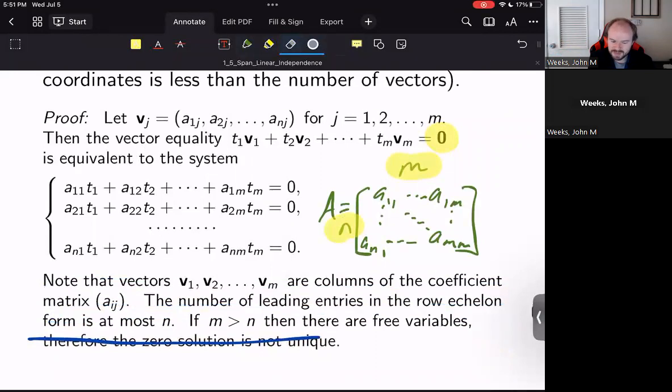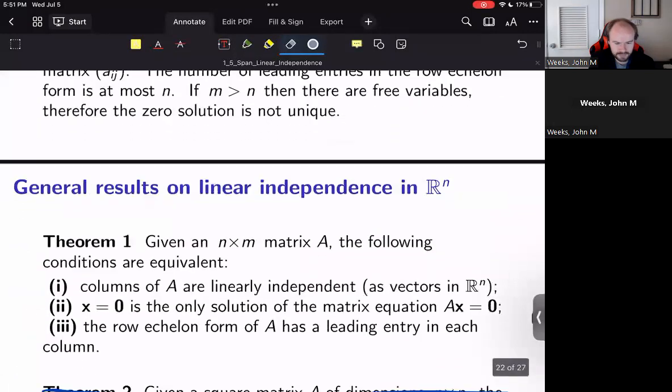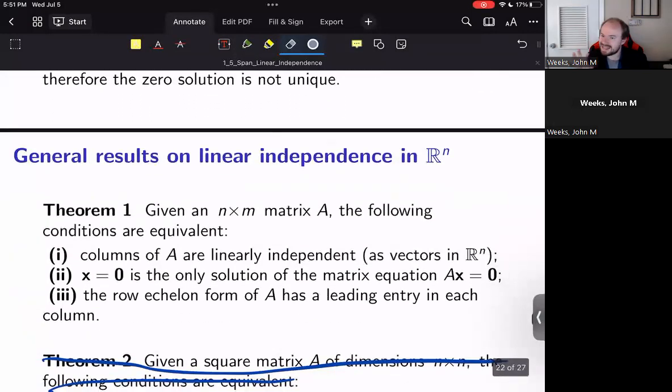So that's exactly what's being said here. The number of leading entries in the row echelon form is at most n. That's because there are n rows. However, if m is greater than n, then the columns that are not pivot columns are free variables. Therefore, the 0 solution is not unique. So there is some other way to go through and do this. So now we can see that there are ways to guarantee linear dependence here.